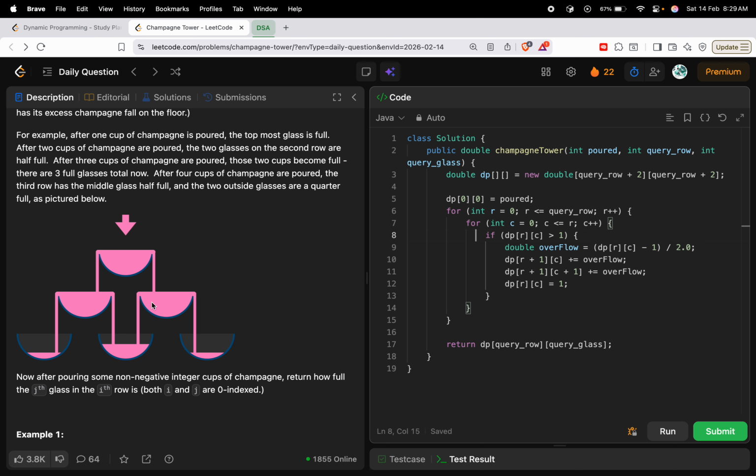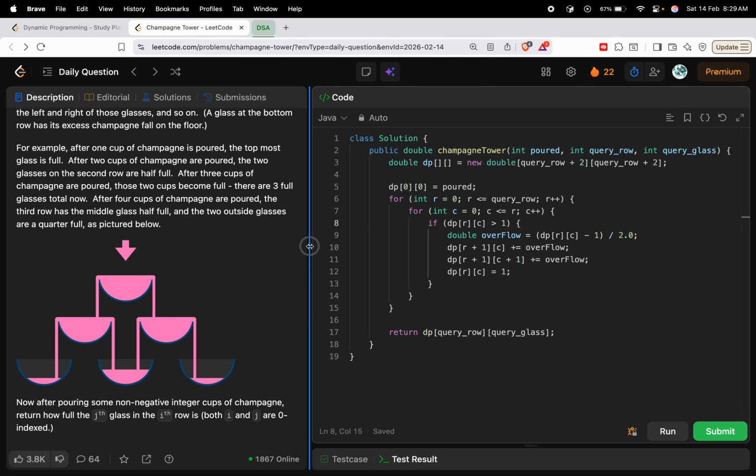So we just have to replicate this process. If you pour n units of champagne on the top, it will hold 1 unit and it will overflow (n minus 1) divided by 2 into each of the respective two glasses. And then we have to replicate this process again and again.